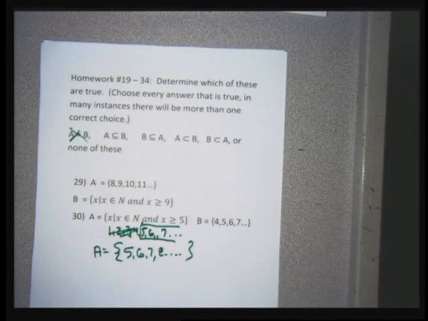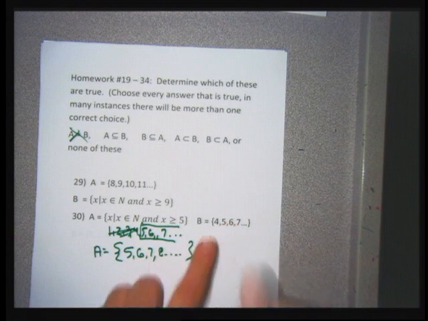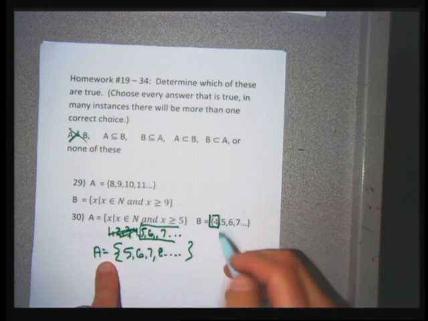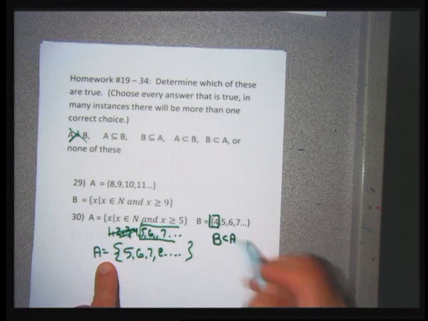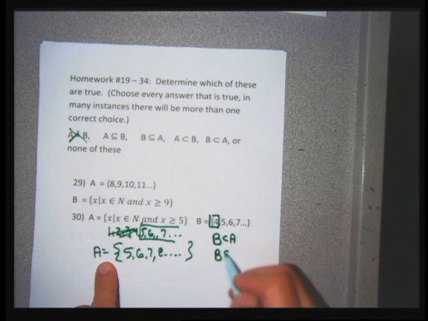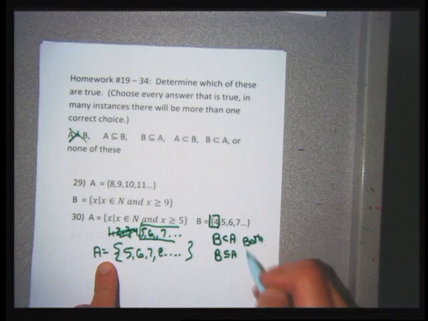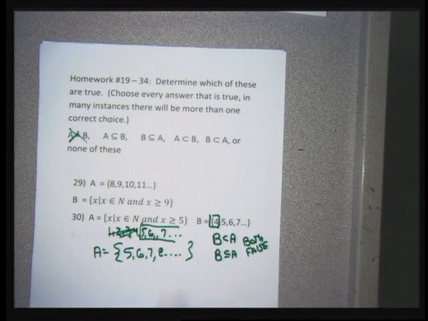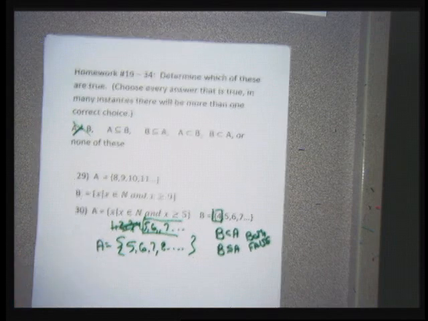For containment, B is not contained in A because B has a 4 in it that A doesn't. So both of the B contained symbols are going to be false. So B is a proper subset of A, and B is a subset of A, are both going to be false. These are false because for these to be true, B has to be contained in A, and B has the number 4 in it, which A doesn't. It's the A's contained in B which are going to be true.